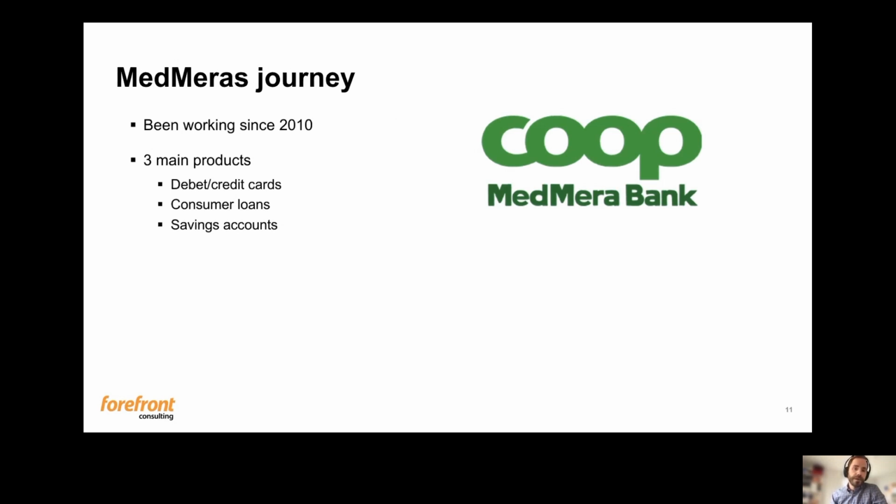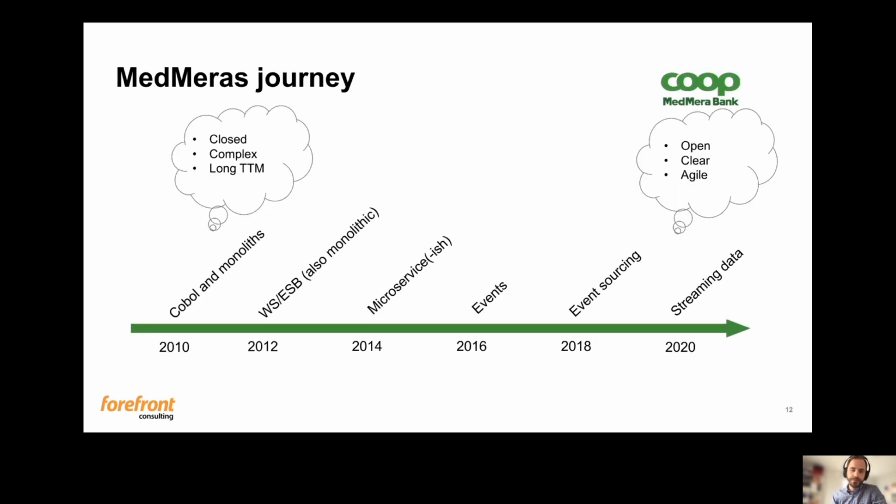So going back to Memera, where I have been working the last 10 years, Memera is a consumer bank that has 3 main products. They are debit and credit cards, consumer loans, and savings accounts. And this is just a timeline of the previous 10 years. 10 years ago, there were just a couple of monoliths, some COBOL based. Then after some years, we started working with web services and introduced this huge ESB that sat in the middle between our backend systems and our customers. That also became kind of a monolith.